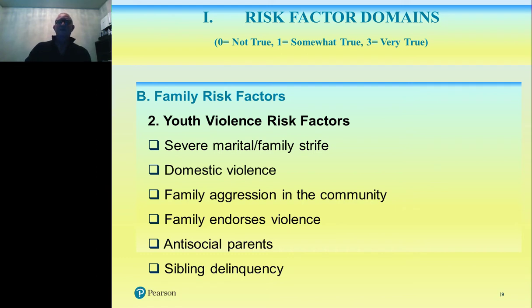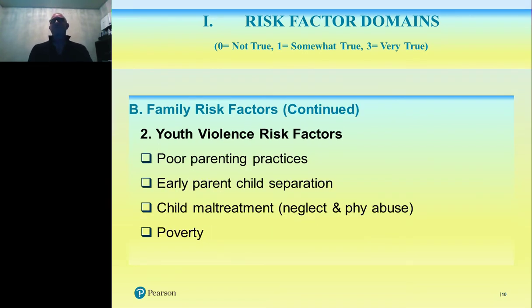And then sibling delinquency. We will often see that families have multiple children who end up getting involved with the law. Additionally, poor parenting practices. For example, you have highly lax parenting practices where the children are very poorly supervised. If you ask a pre-adolescent child where are your parents, they might say, well, what's that? Or you maybe have overly authoritarian and restrictive parenting practices where the children are not really encouraged to do problem solving and think through challenges.